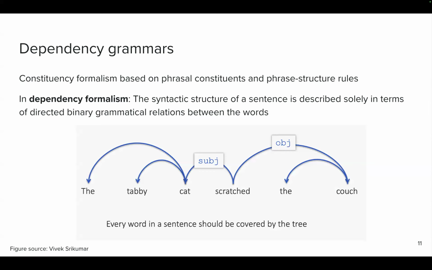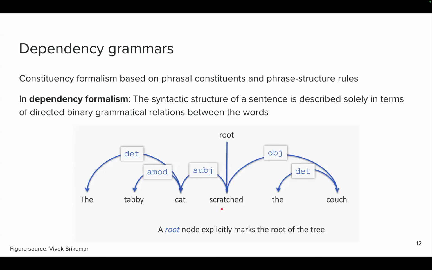Here we have all the arcs for this sentence, not labeled yet. And importantly, every word in a sentence should be covered by the tree. So for every one of them, there is some kind of arc coming in, except the root, which will be a special one. Usually the root node explicitly marks the root of the tree, and almost always it is going to be the main verb, or as we sometimes call it, the predicate of the sentence.